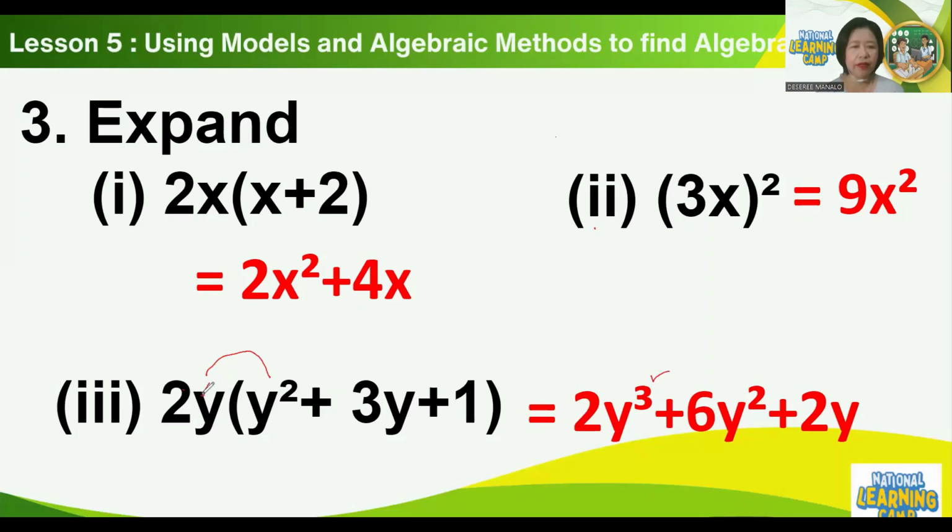Next, 2y times 3y. Multiply 2 and 3, so we have 6. Add again the exponents of y, so we have y squared. Next, 2y times 1. Multiply 2 and 1, so we have 2, and then copy the literal coefficient y.